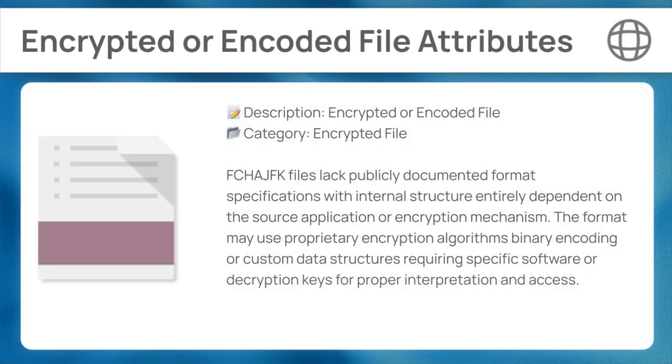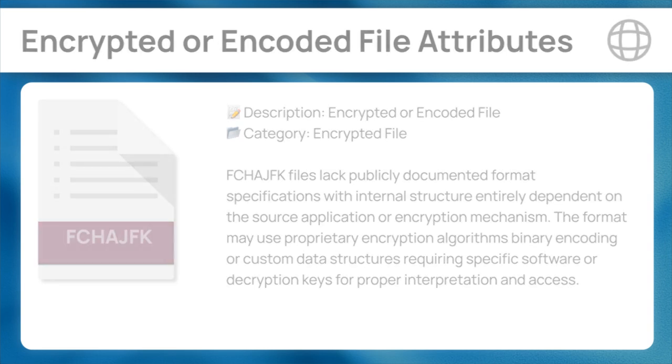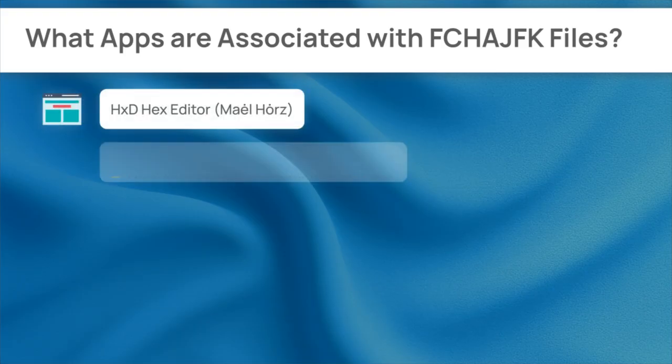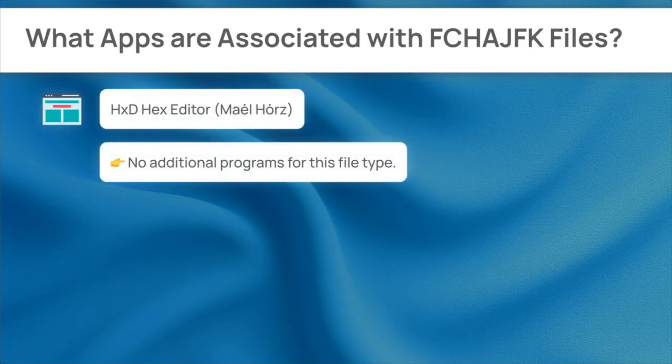FCHAJFK files lack publicly documented format specifications, with internal structure entirely dependent on the source application or encryption mechanism. The format may use proprietary encryption algorithms, binary encoding, or custom data structures requiring specific software or decryption keys for proper interpretation and access. The developer of HXD hex editor, Mael Hertz, created the original specifications for FCHAJFK.